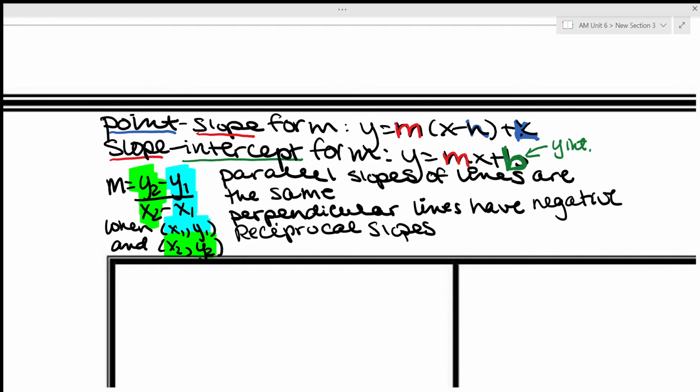Okay, so for negative reciprocal slopes, that means that if you have a slope for one line that's A over B, then your other line is going to be negative B over A. Whereas for the parallel slopes, your two slopes are going to be exactly the same. Okay, is that part okay so far?